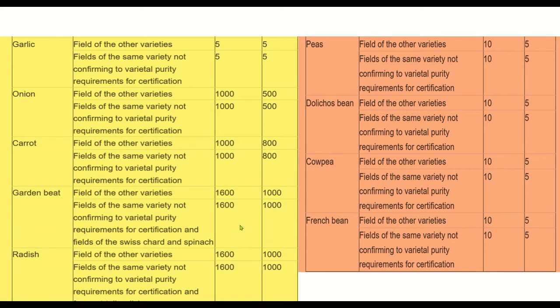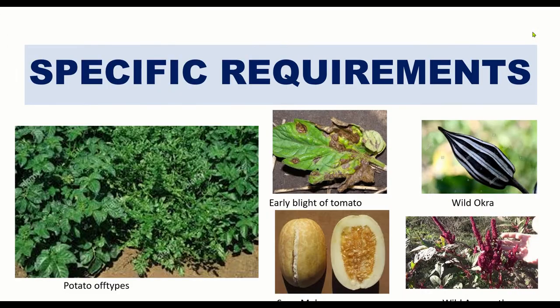They are at a distance of 1600 meters and 1000 meters for foundation seed and certified seed respectively. When it comes to highly self-pollinated crop plants, as you can see here, peas, dolichos beans, cowpea, French bean, the minimum isolation distance is 10 meters for foundation seed and 5 meters for certified seeds. The next thing is specific requirements.